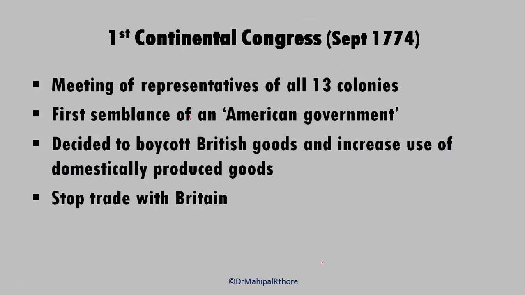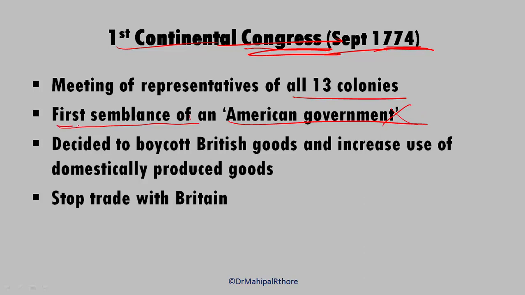In such an atmosphere, the first Continental Congress was called in September 1774. Congress simply means a meeting or a congregation of people. So representatives of all 13 colonies were together for the first time, and this was the first time that something like an American government was formed. You cannot call it an American government. Don't call it an American government. I'm saying it is the first semblance of an American government formed.